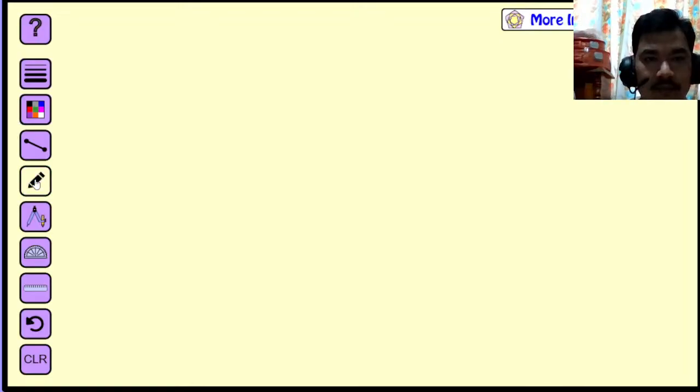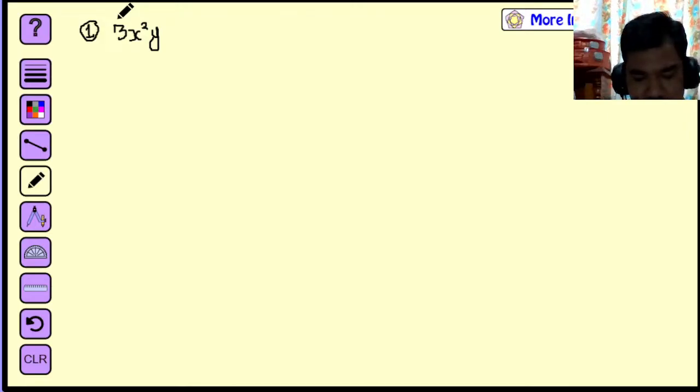First one, number one. I want to show you here what is the meaning of factorization. Suppose there is given one term. As we know, terms are separated by only plus and minus sign. Suppose here is 3x square y. That means it is only one term.